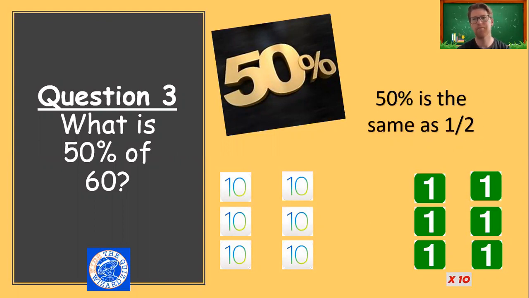Or sometimes people like to convert percentages into fractions. 50% is the same as 1/2, and then as you can see here with the tens, you split that 60 into 2 groups. So you've got 2 groups of 30 there. Or using related facts again, you could do 1/2 of 6, which is 3, but then you need to make your answer 10 times bigger, which would be 30. 50% of 60 is 30.